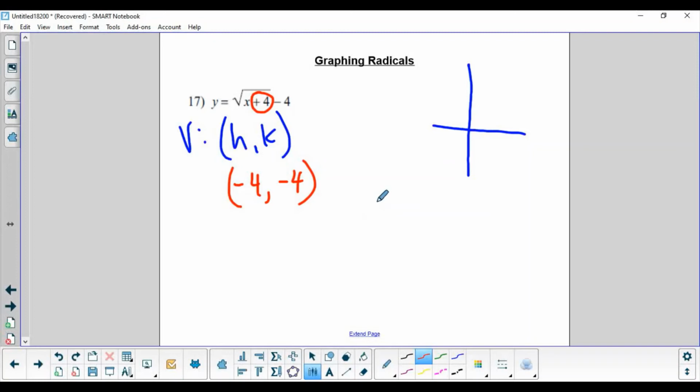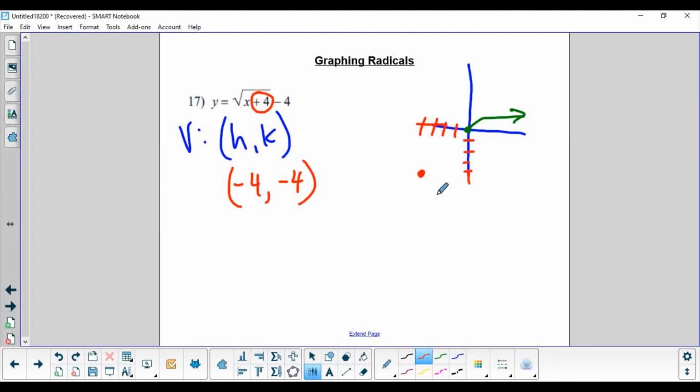So I could go ahead and plot this. I'm going to plot the parent function and the new function so you can see it. So here's what the parent function looks like. This is just a sketch. So here's where I'm going to plot negative 4, negative 4. You'll have to forgive that the graph is a little bit crooked, but you get the idea.